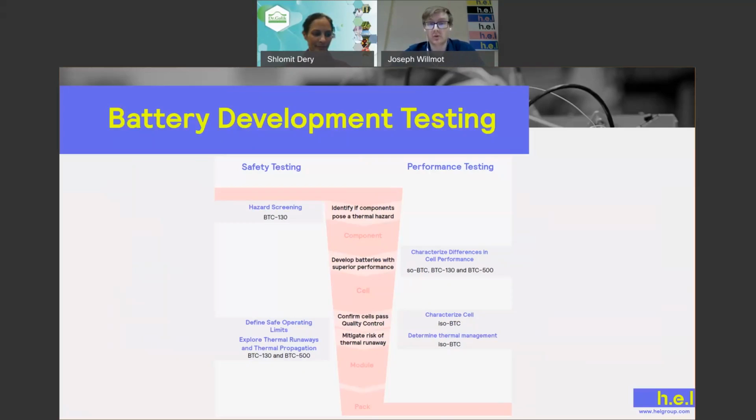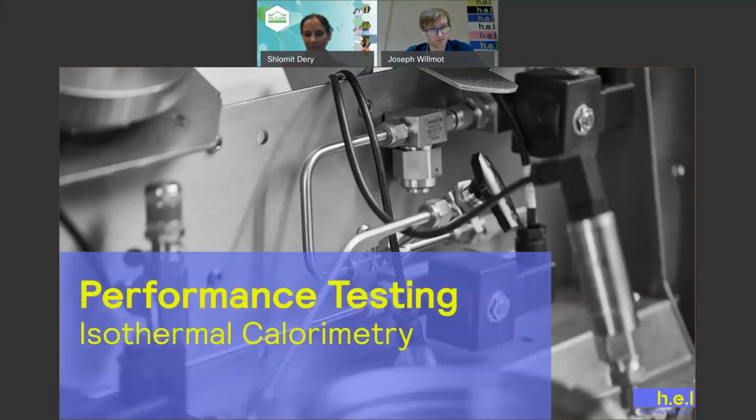So we'll be going over both of these. For the safety testing, I'll come to that second. So we'll start off by looking at the isothermal calorimetry and the performance testing side of things.